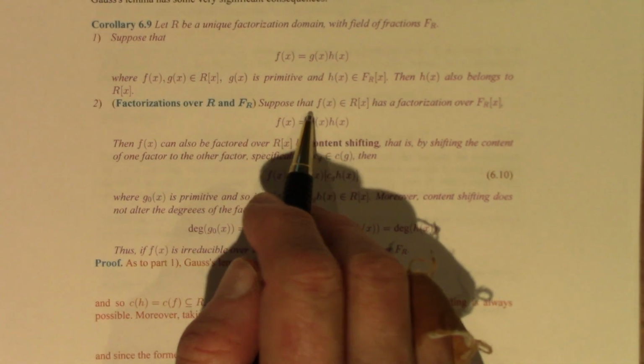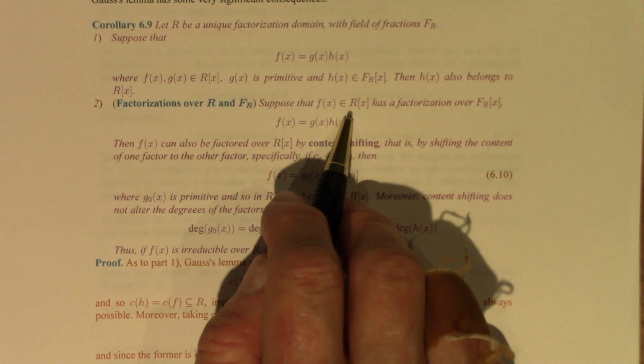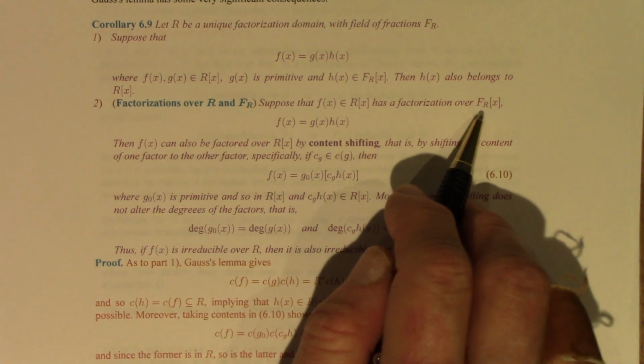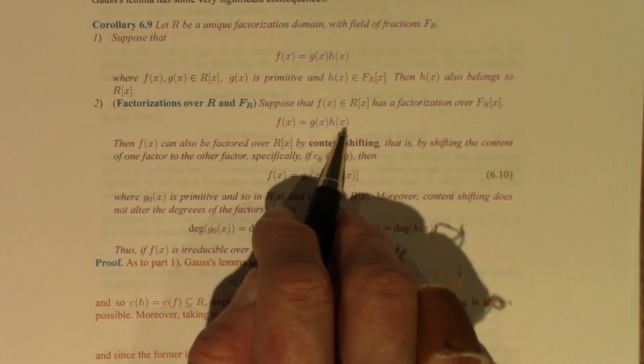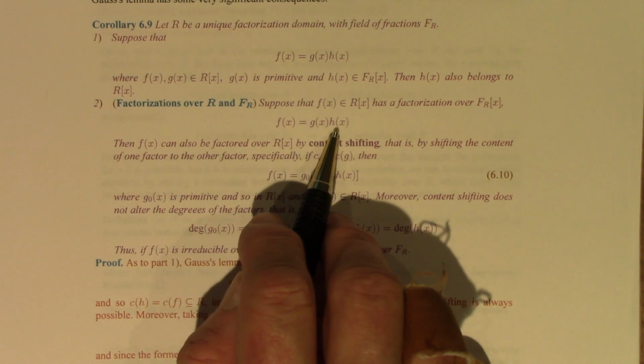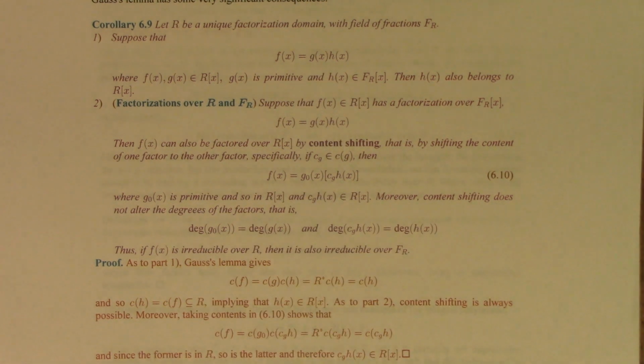Okay. Now suppose that f of x is over the base ring R, and it has a factorization over the field of fractions, f equals g times h. You can't say one of these must be over R, but what you can say is that there's a slightly different factorization over R. And you can get that by what I'm referring to as content shifting. That's my own term.